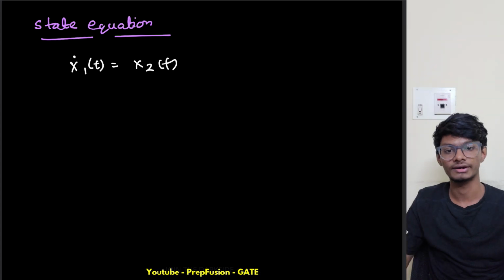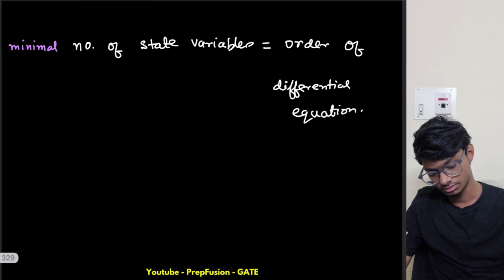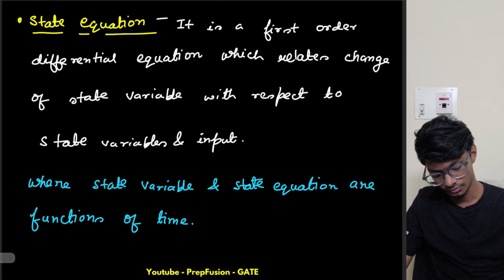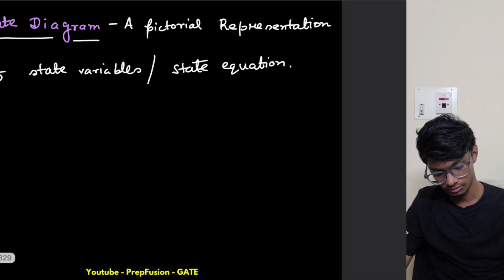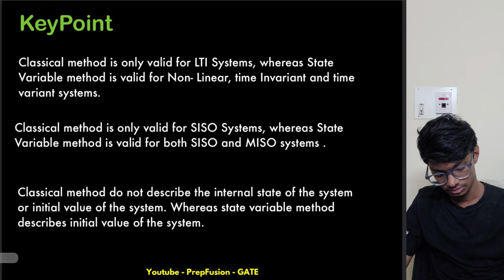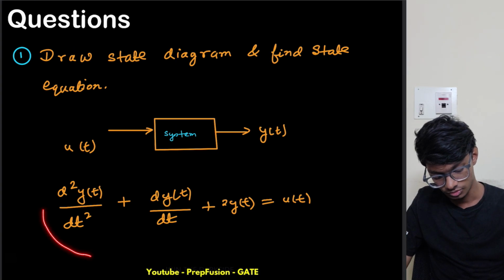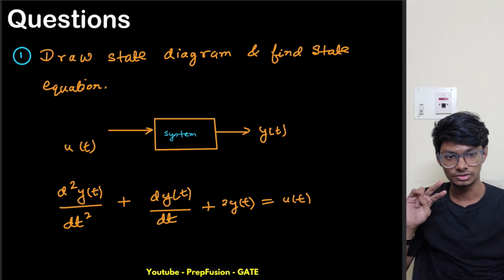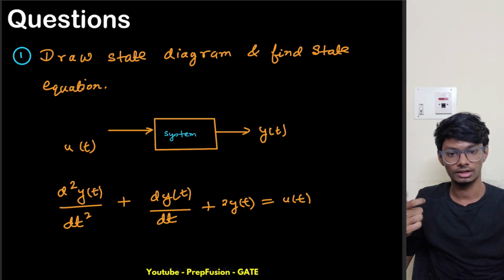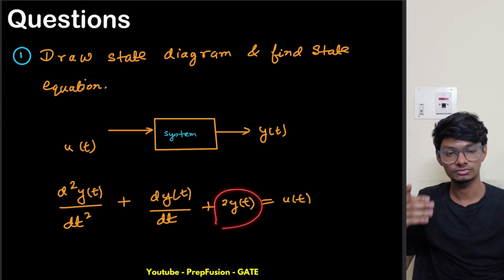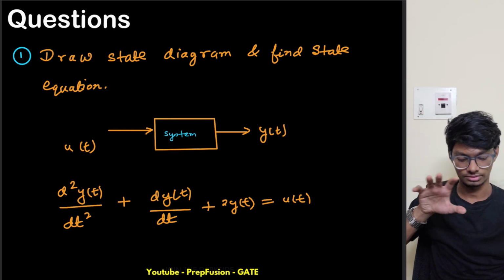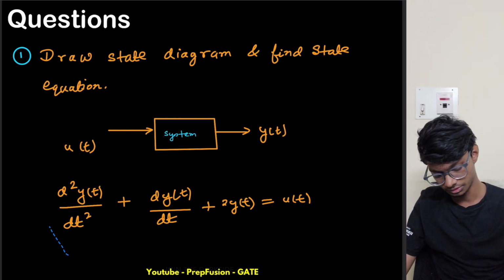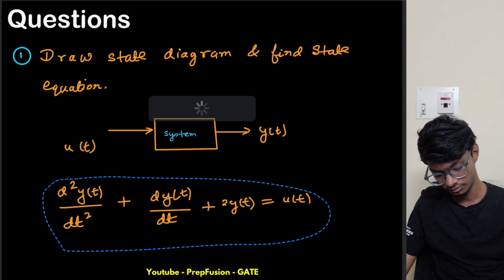Now do we have another state equation? For this one, I will write the equation in terms of the input and the state variables, instead of y of t. Let me copy these equations first.